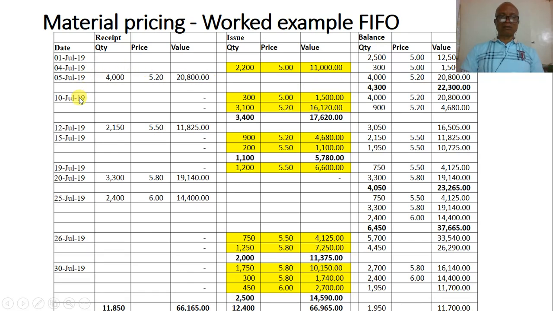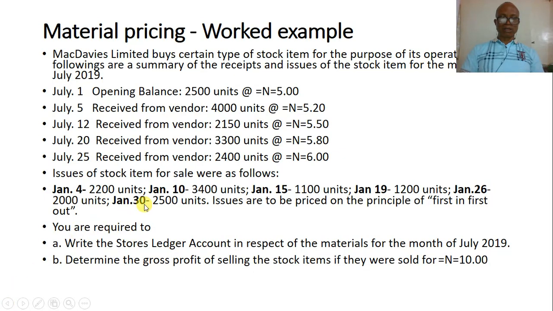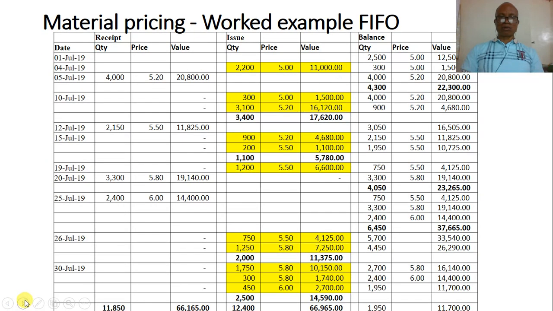Now, on the 10th of July, a total of 3,004 units were meant to be taken out based on what you have in the question. On the 10th, 3,004 units. Can you see this? So let's go back and see what we have here. So 3,004 units should be taken out. But then, at what price would they be taken out?